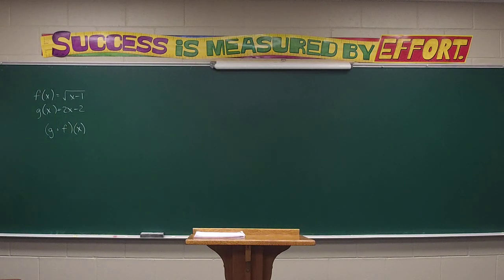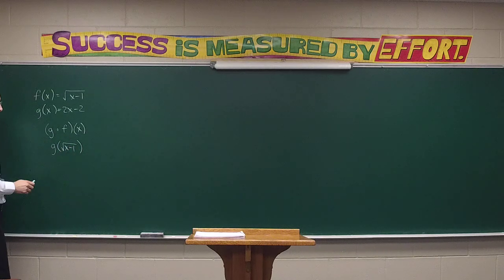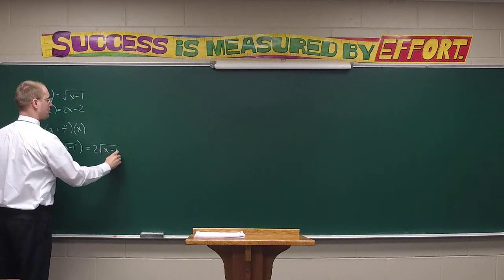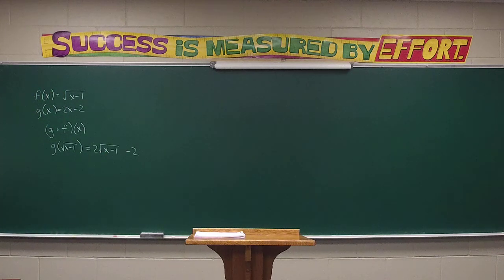You do g of the square root of x minus 1. All right. And then do 2 times the square root of x minus 1, minus 2. Good. And we're done. There's no other way to simplify it.